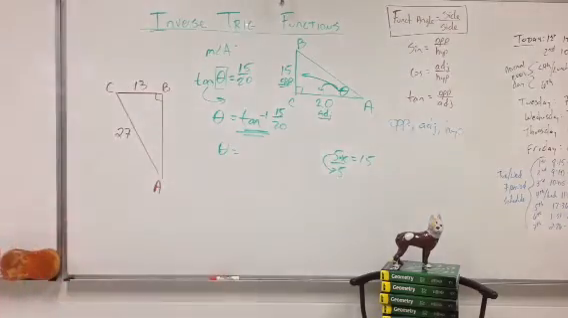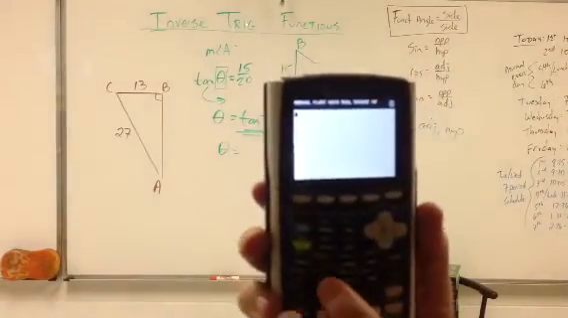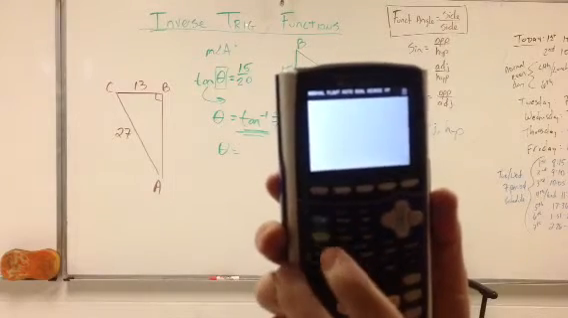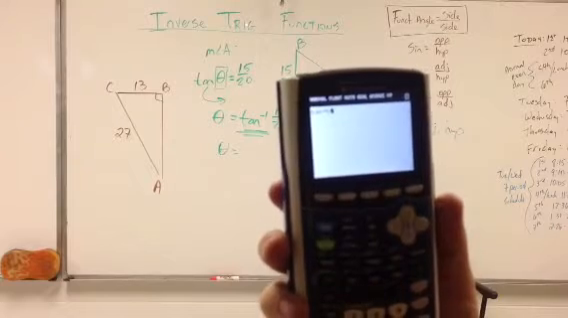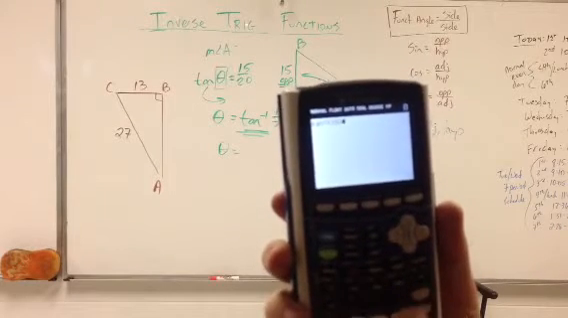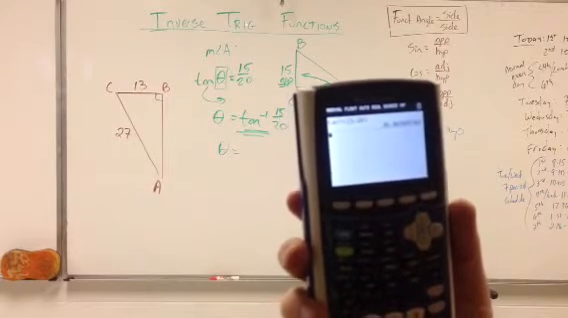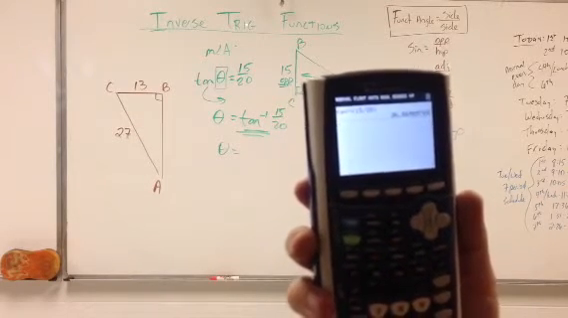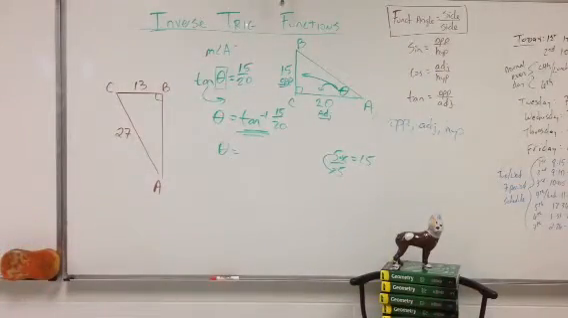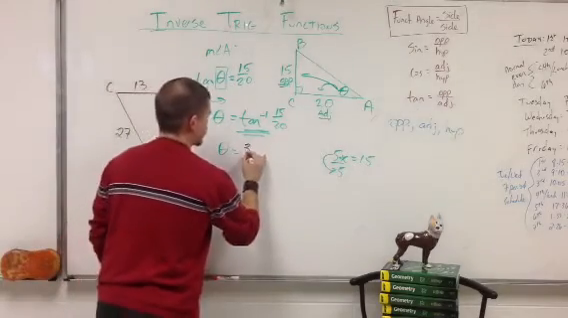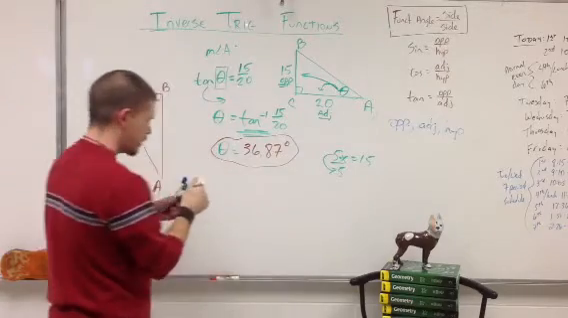Here's my calculator. Okay, so second, and then tangent, and it opened up my parentheses, so I'm going to do 15 divided by 20, close the parentheses, and I get 36.87. Sweet! 36.87, and that is degrees. And that's how I figured that one out.